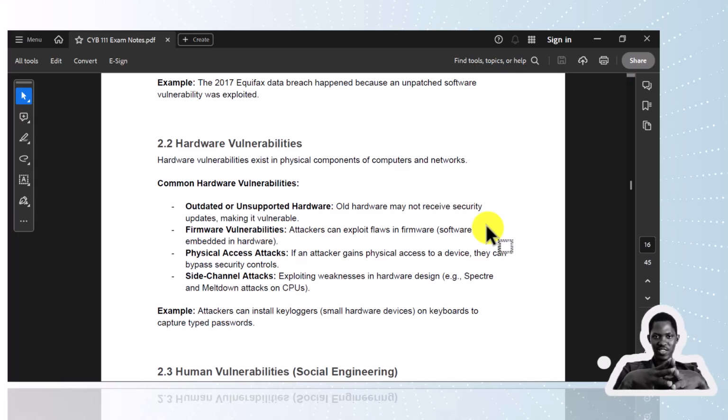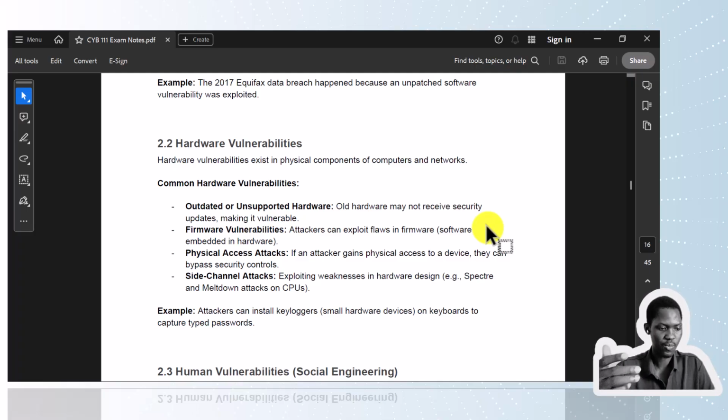Side channel attacks. Exploiting weakness in hardware design itself, e.g. Spectre and Meltdown attacks on CPUs. These attack the hardware straight up. The Meltdown attacks will make your CPU work so hard that it just melts down. The CPUs have a maximum capacity that they can go. So if you overwork them, just like your electronic device, when you overload the electronic device with voltage, it can melt down, break down, spark, cause fire, and all of that. And these hardware are mostly electronic devices too.